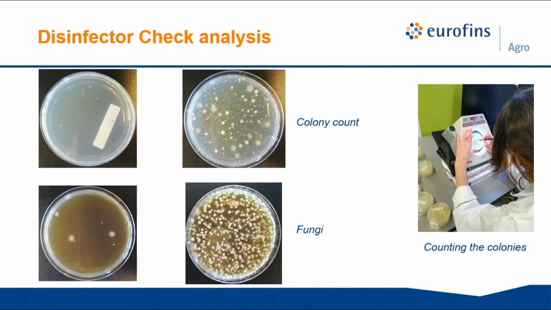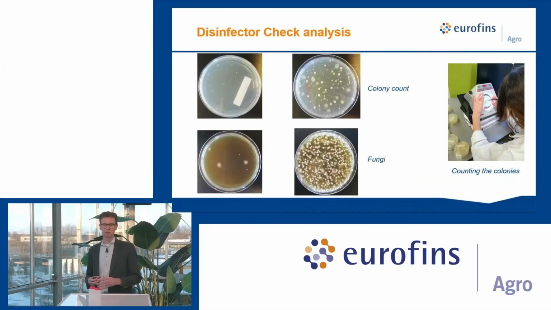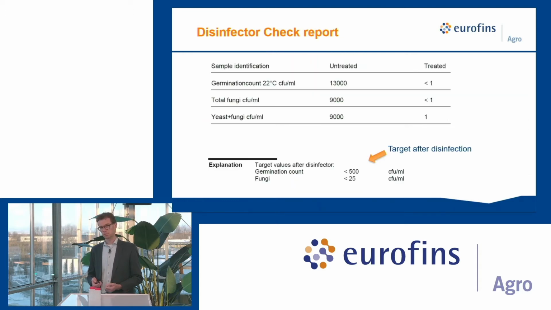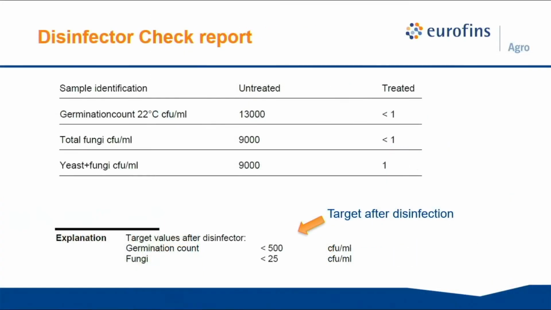The fungi plate is a specific plate for the fungi, so only fungi will grow on this growing media. And you see on the left side only a few colonies, and on the right side a beautiful plate with a lot of dots, so a lot of fungi are growing. We count these plates, and you see a picture of how it works, counting all the dots. And then we report the number of colonies.